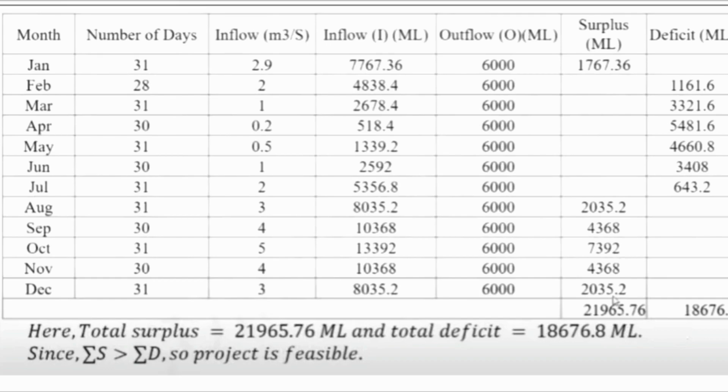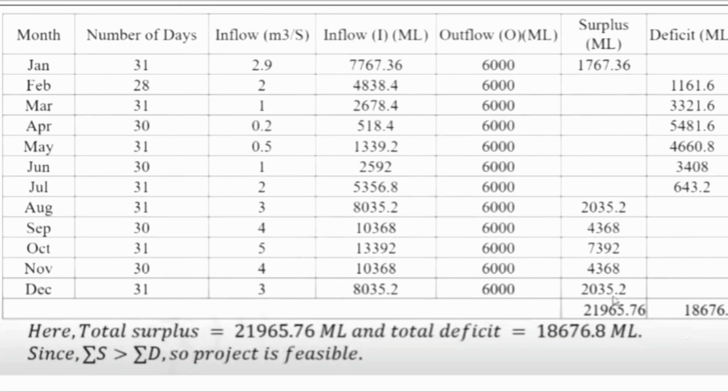Only change the next: 0.5 and 31 days, others are the same, that is 0.5 into 31 days into 86400 into 10 to power 3 into 10 power minus 6, which is 1339.2. Similarly, change 0.5 to 1 and the number of days to 30 in place of 31, and others are the same. Similarly, 2592 million liter in 1 month.